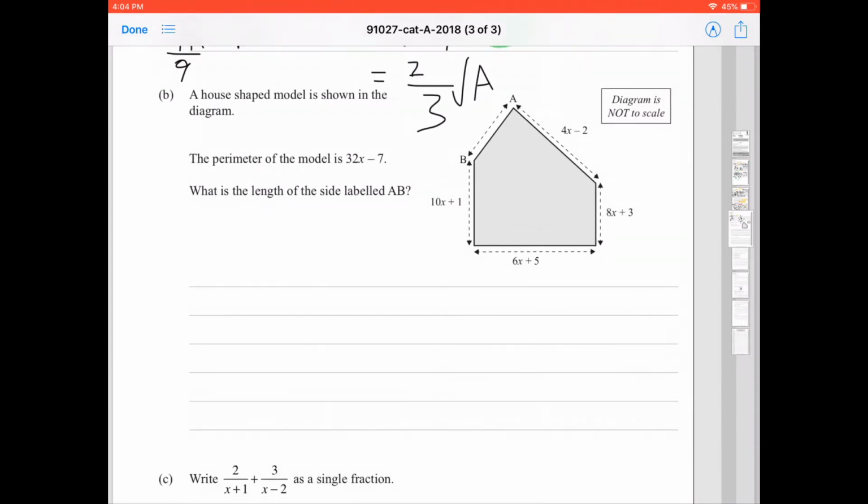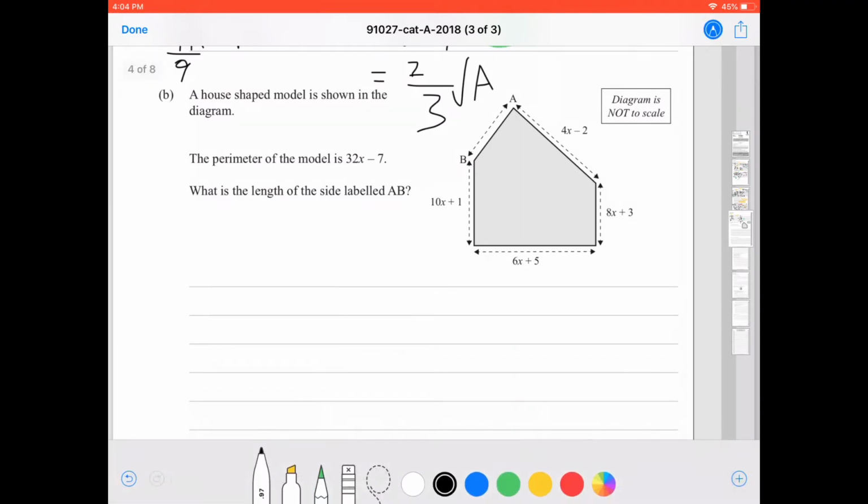Okay, moving on to question 2b. A house shaped model is shown in the diagram. The perimeter of the model is 32x minus 7. What is the length of the side labelled AB? And that's this length here. We've been given some side lengths: 4x minus 2, 8x plus 3, 6x plus 5, and 10x plus 1. And the perimeter, once again, is 32x minus 7.